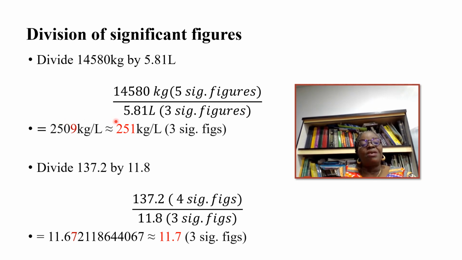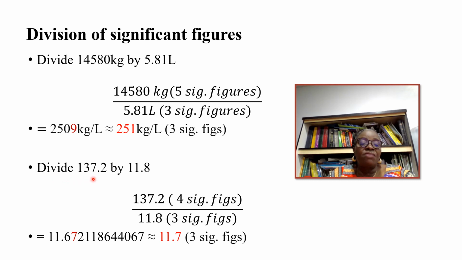But that cannot be our answer because here now, the least number of significant figures is 3, but your answer is now appearing as 4 significant figures. So you will reduce this to 3 significant figures, and your answer will be 251 kilogram per liter. That's the correct answer.